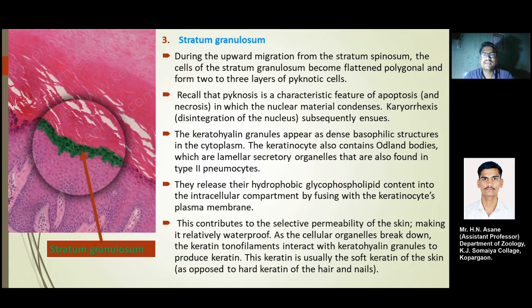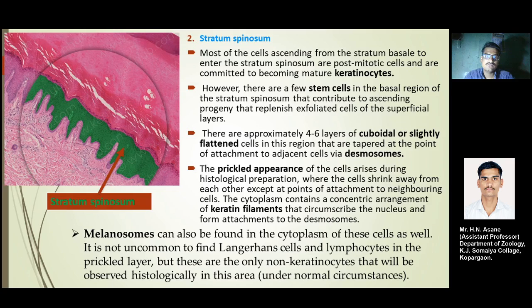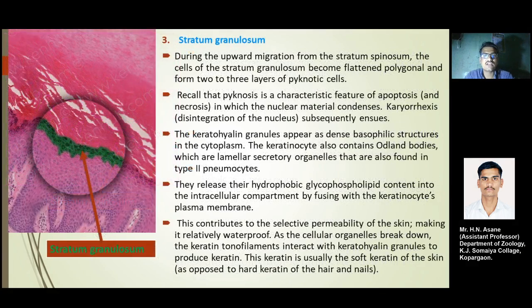During the upward migration from the stratum spinosum to the stratum granulosum, the cells of the stratum granulosum become flat and polygonal, forming 2 to 3 layers of pycnotic cells. The pycnotic cells means the flattened polygonal shape layers.